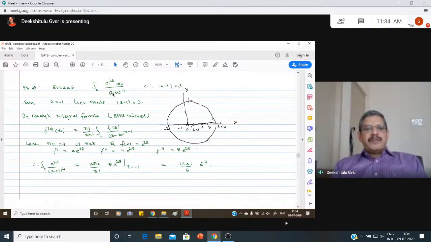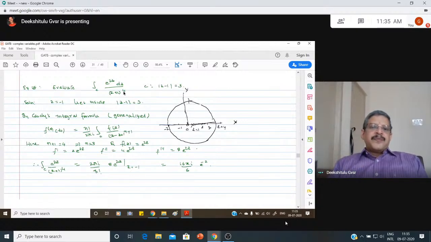So first we have an idea whether the point lies inside or not. If you can draw the diagram, very fine. Otherwise what you do is, find the point at which the denominator becomes 0, z is equal to minus 1. Substitute it in the curve. What happens if we put z is equal to minus 1? Modulus of minus 1 minus 1, what is it? Modulus of minus 2 is 2. Less than 3 or not? Less than the right hand side 3, then it lies inside.